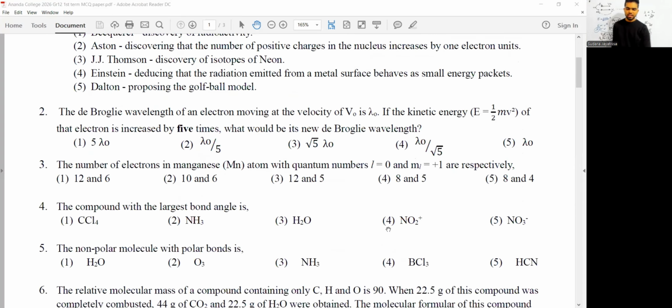Third question: the number of electrons in a manganese atom with quantum numbers L equals 0 and Ml equals plus 1. They are asking for the manganese atom. In these kinds of questions, first we need the electronic configuration. So let's write the electronic configuration of manganese, and later find how many electrons satisfy the condition they ask.